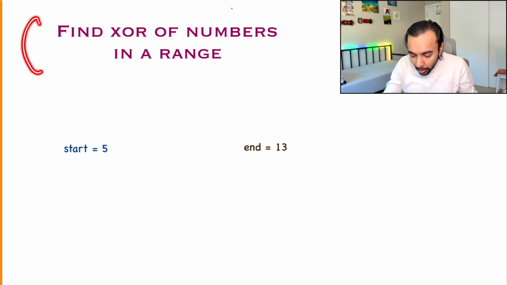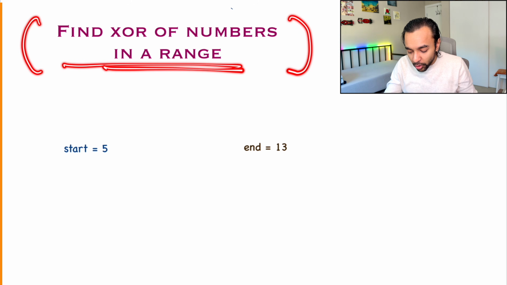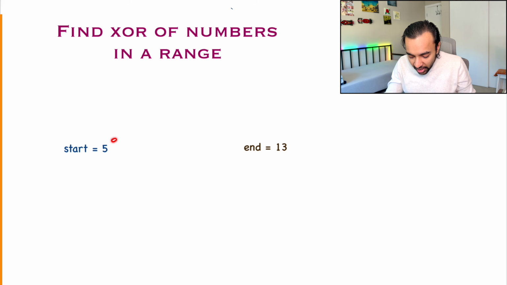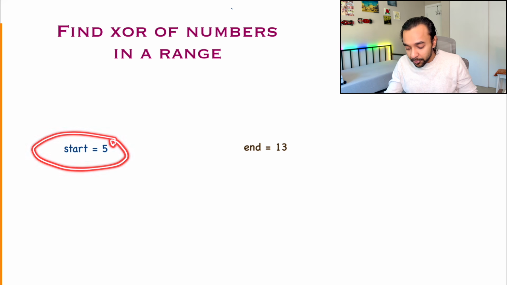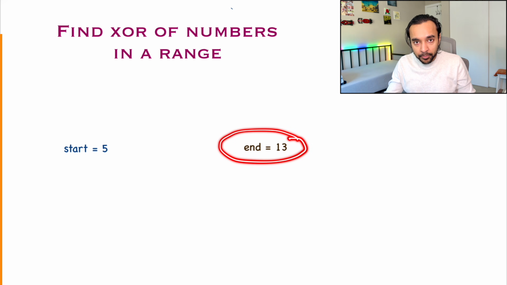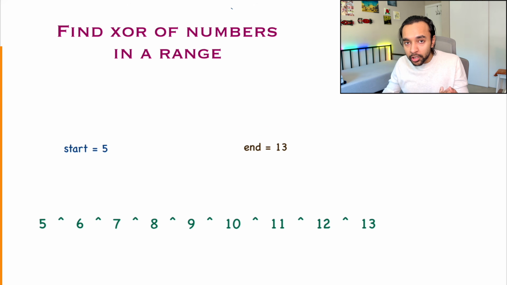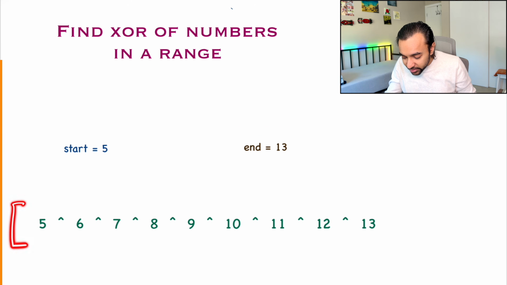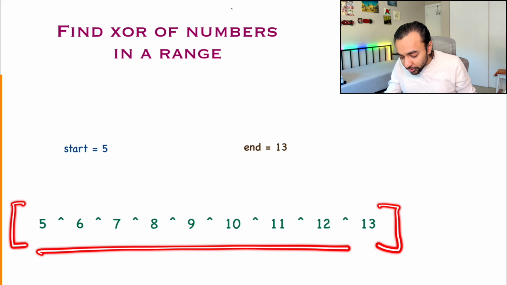First of all, let me quickly make sure that we are understanding the problem statement perfectly. In this problem, you need to find the XOR of numbers in a given range. For example, over here, I have the starting number as 5 and the ending number as 13. So, what you need to do is, you need to find the exclusive XOR of all of this range. So, 5 XOR 6 XOR 7, all the way up to 13.